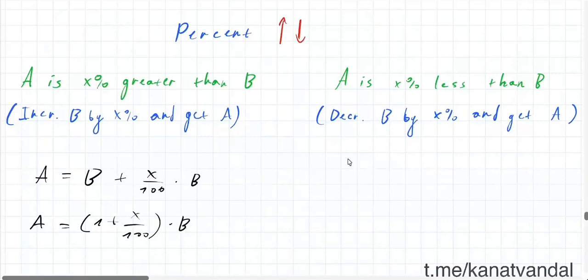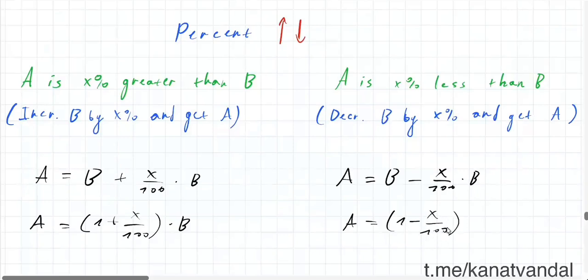And the same story works actually here. A is x% less than b, so you have b, you decrease it by x%, and this way you get exactly a, which is x% less than b, right? So you have b, you subtract x% of b and get a, right? So a is equal to 1 minus x over 100 times b. Okay, you need to be aware of these two phrases and their corresponding mathematical representations.